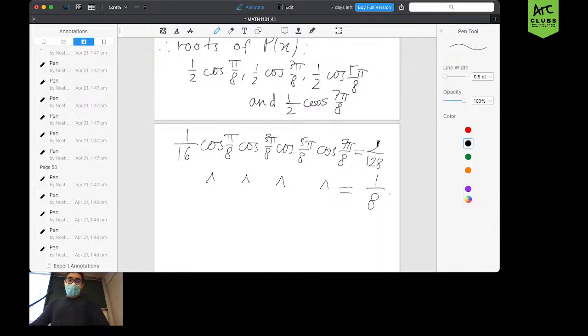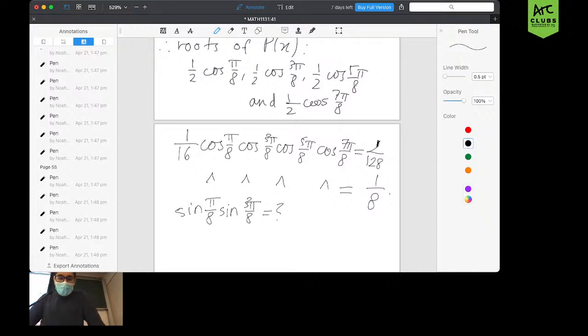Okay, now we have a product of cos functions equal to a constant, but the question is asking us to find the exact value of the product of two sine functions. So this is what the question is asking us. But we have cos functions and we need to find the product of sine functions. So does anyone have any idea what our next step would be?